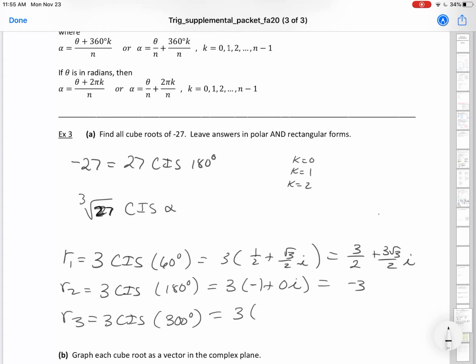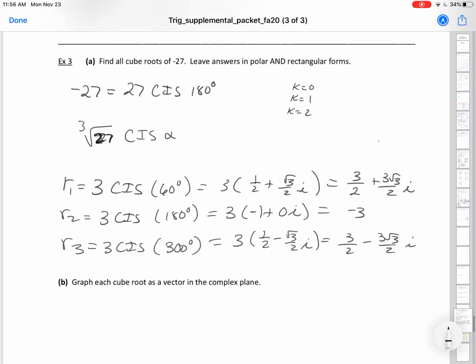And then what's going to happen here? 300 degrees, that's a 60-degree reference angle in the fourth quadrant. So my cosine is positive and my sine is negative. And notice they come in conjugate pairs like they should. Awesome. And that's how we get the cube root.